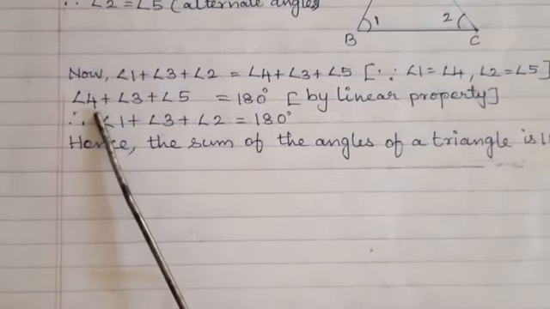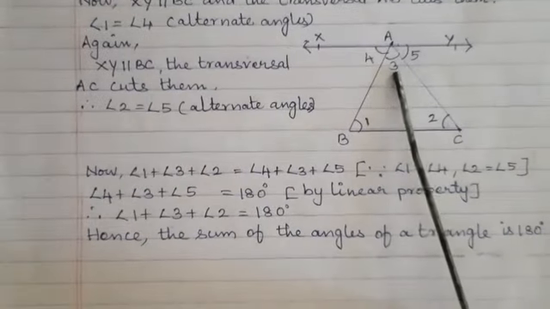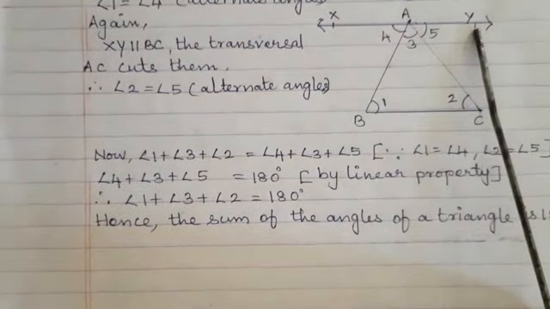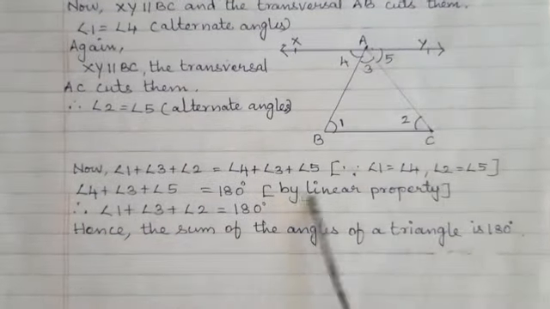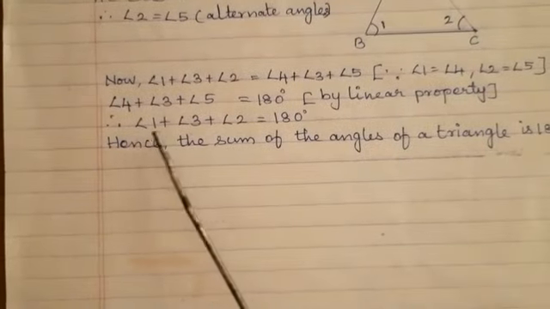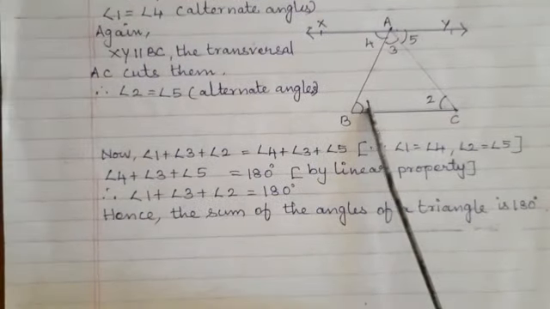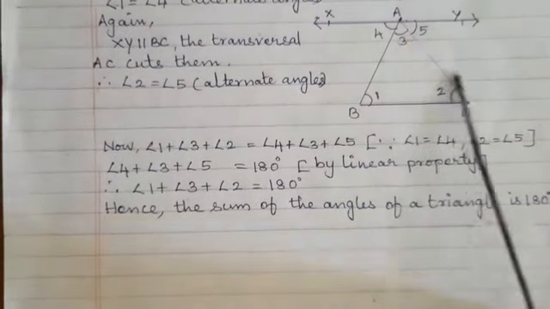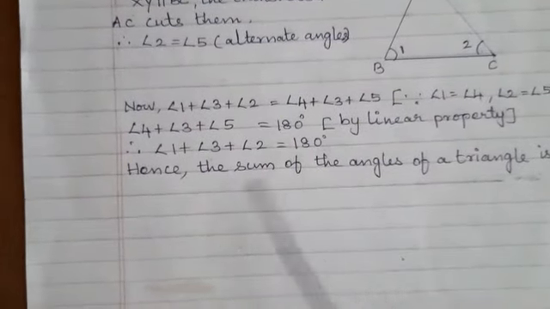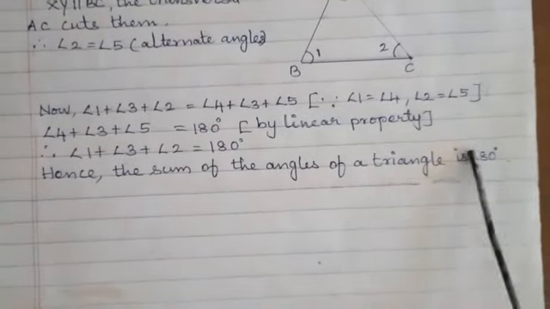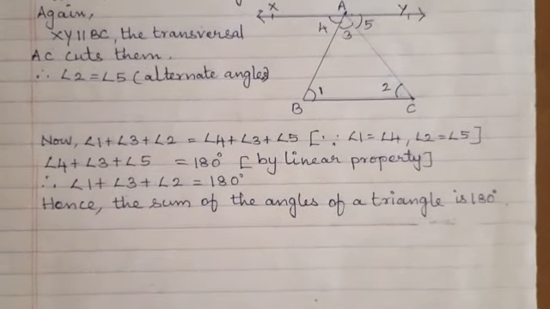So therefore angle 4 plus angle 3 plus angle 5 equals 180 degrees. In the figure, see there, angles 4, 3 and 5 are on the same side of the line around a point, that is a linear property, 180 degrees. Therefore angle 1 plus angle 3 plus angle 2 equals 180 degrees. In the figure, angle B plus angle C plus angle BAC, that is 1 plus 2 plus 3, equals 180 degrees. So hence the sum of the angles of a triangle is 180 degrees. This is a very important theorem. Based on this theorem, we will solve the questions in the exercise.